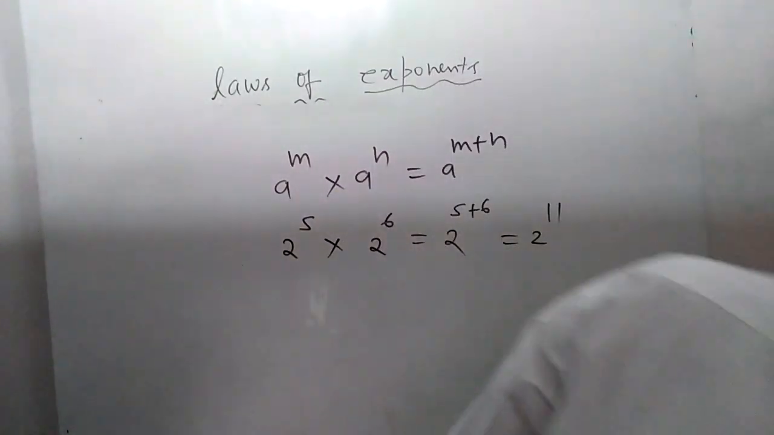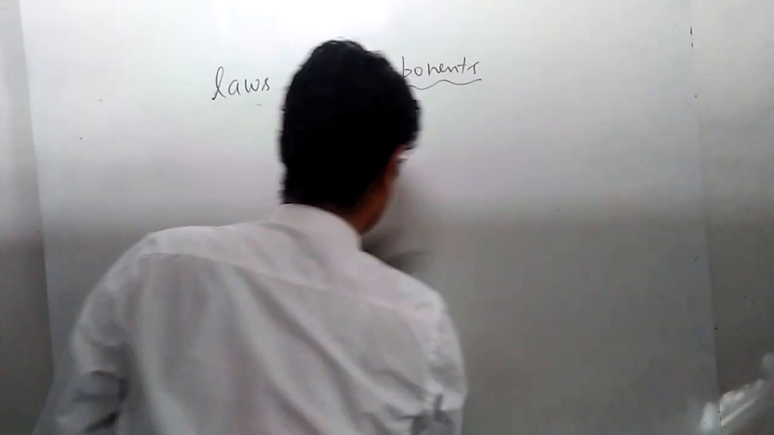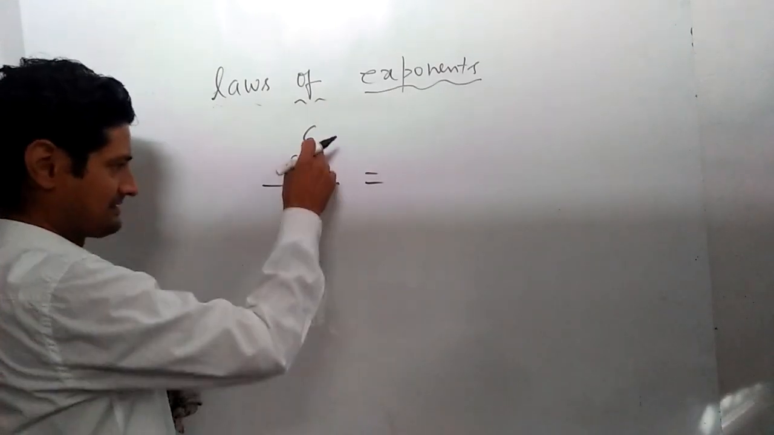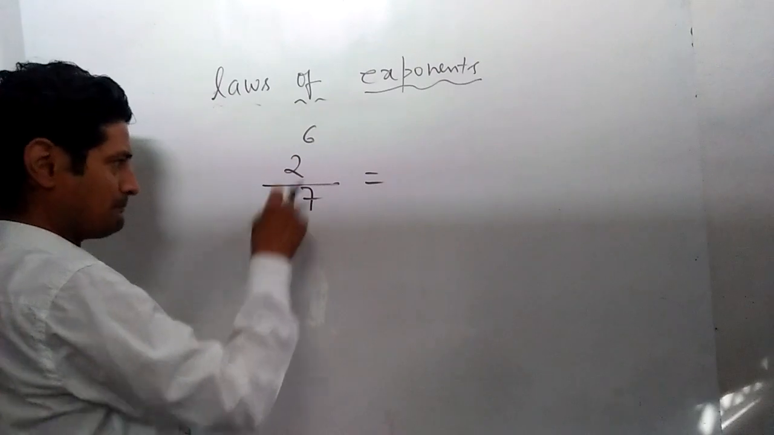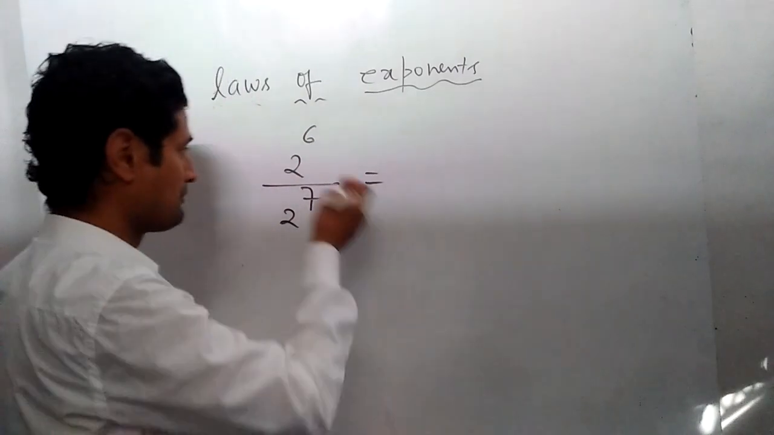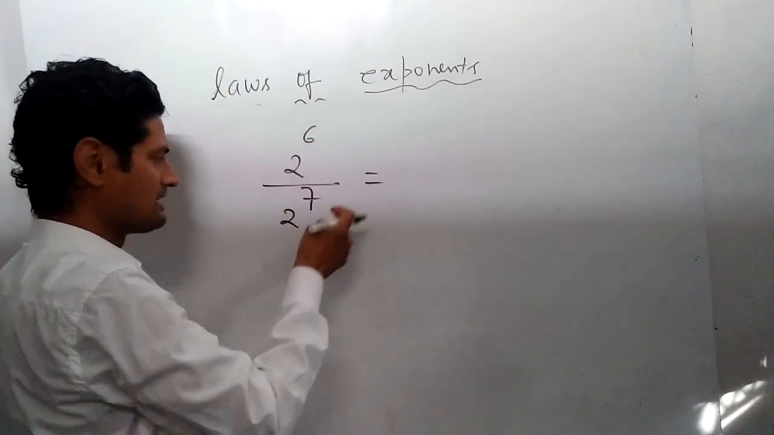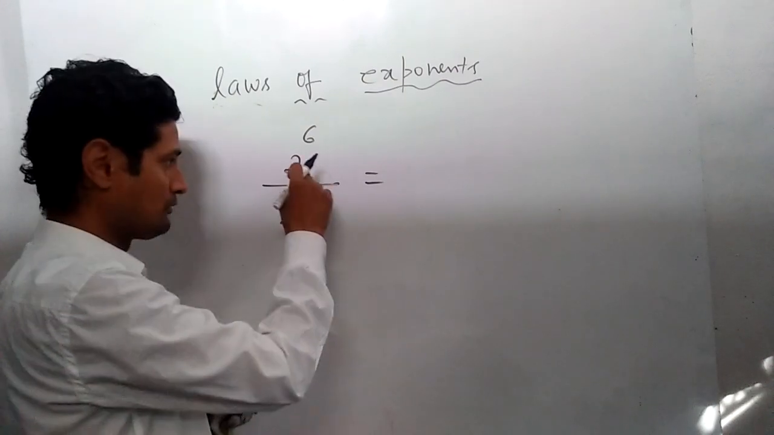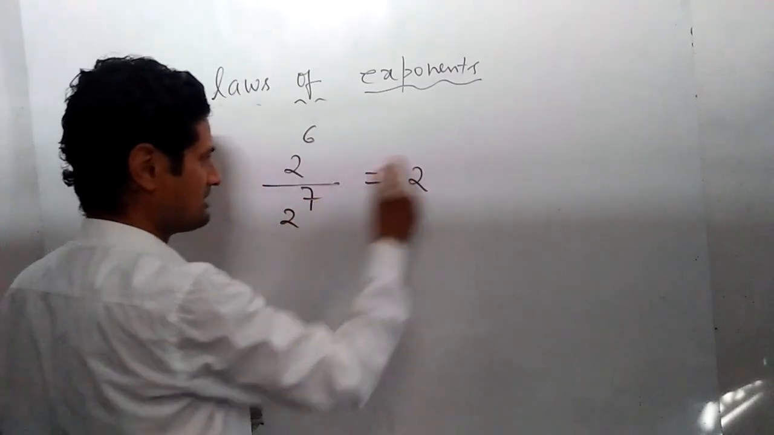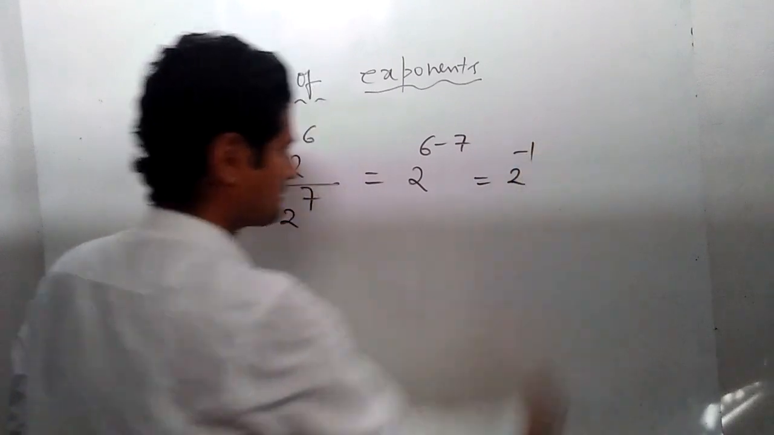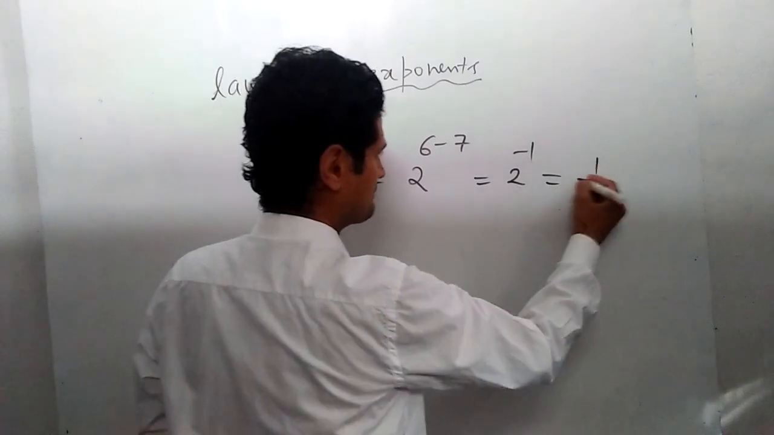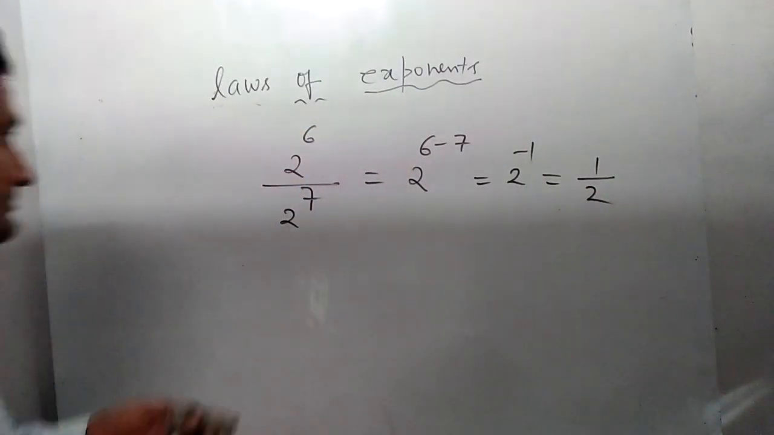Now suppose 2 to the power 6 upon 2 to the power 7. Division case, the base is the same, the base is 2, the power is different. It means the powers will be subtracted from each other: power of numerator minus power of denominator. 2 to the power 6 minus 7 is equal to 2 to the power minus 1. This is the answer, or we can write 2 to the power minus 1 means 1 by 2.